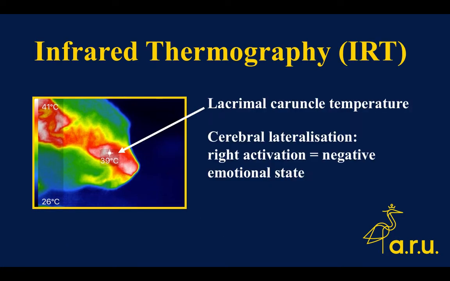I took left and right lacrimal caruncle temperatures from 56 cats. This is the fleshy part of the eye close to the nose, which has previously been used as a proxy for cerebral temperatures. I took this temperature non-invasively using IRT, and I was looking for lateralization, as research suggests that the activation of the right side of the brain indicates negative emotional states.